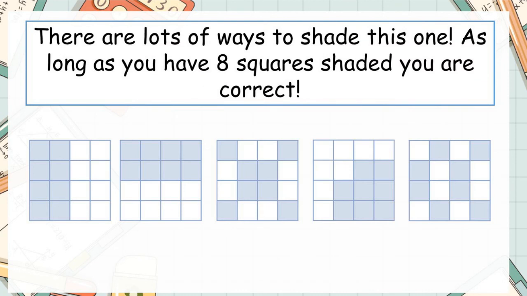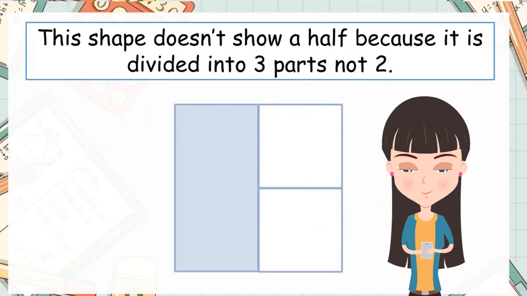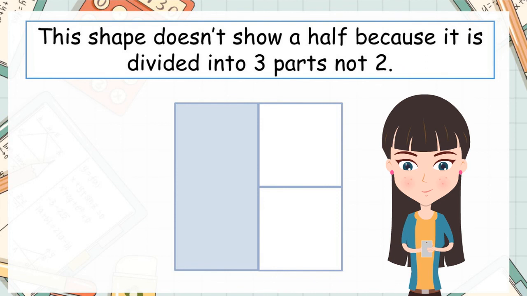Well, there are lots of ways to shade this one. As long as you have 8 squares shaded, you are correct. Count up your squares. If you've got 8 of them in any pattern at all, it is absolutely 1/2. Good job. Okay, let me leave you with this one last question to try and solve.